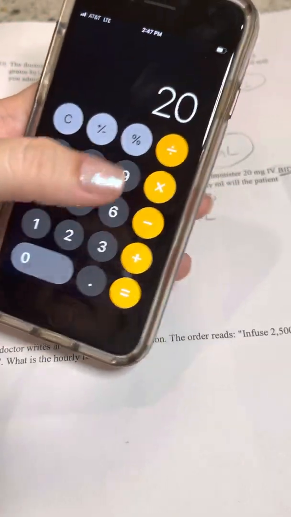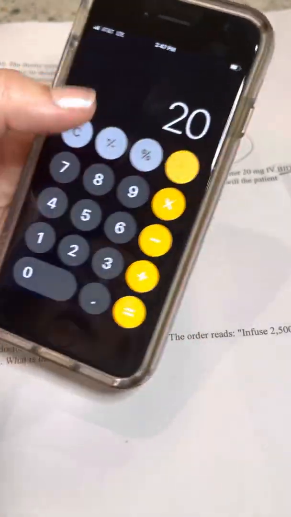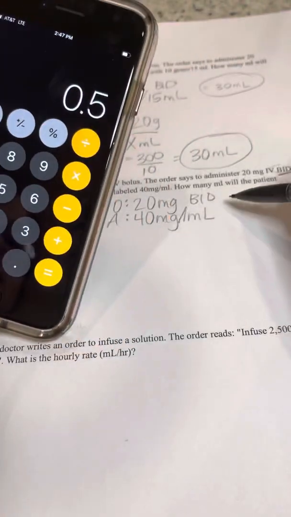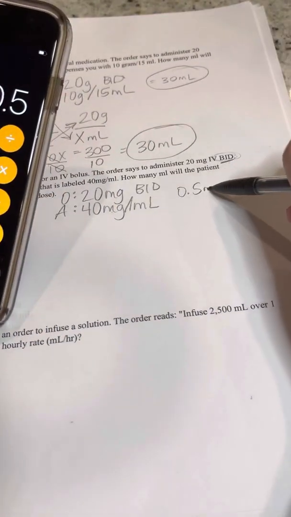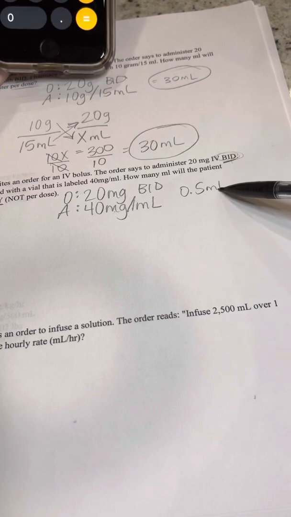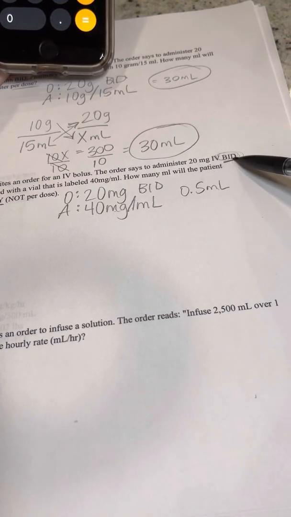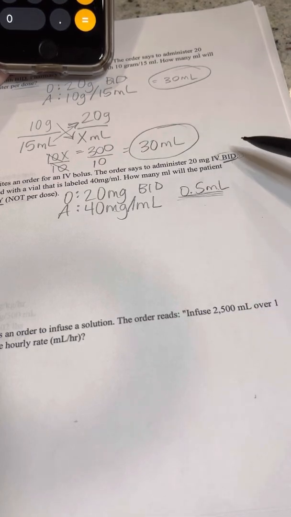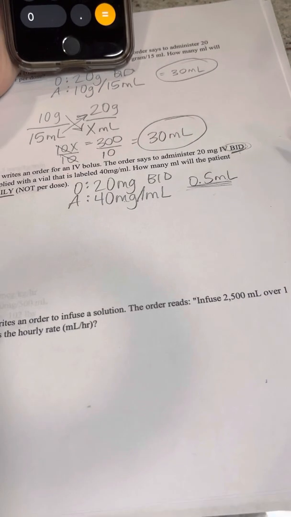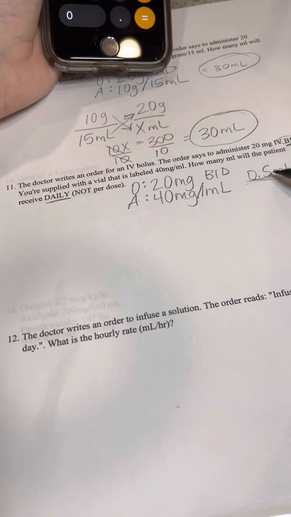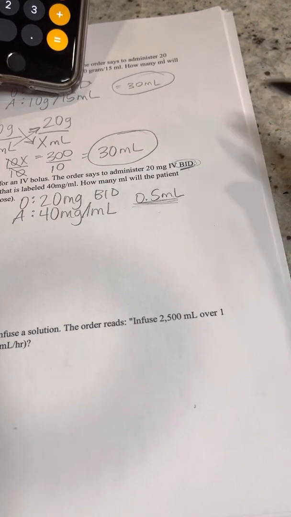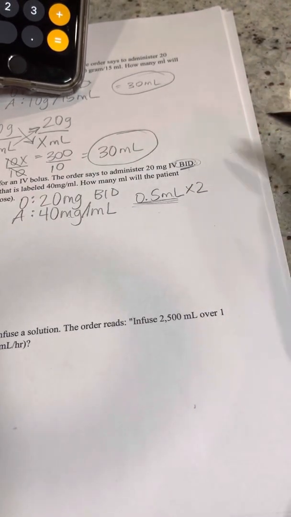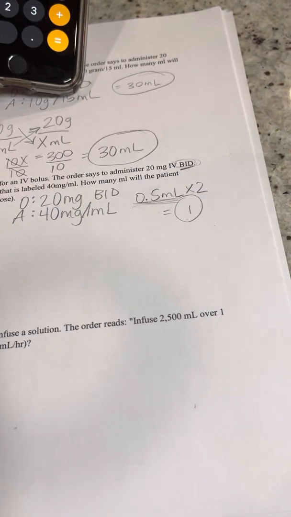All right, so we have 20 times 1 divided by 40. That gives us 0.5 mLs. So 20 milligrams is 0.5 mLs. Now we need to give this twice a day. That's just for a single dose. Our order says BID, which is twice a day. And the question is asking us how many mLs they're going to get in a day, not per dose. So we're going to take 0.5 mLs and multiply it times 2 because they're taking it twice a day. So our answer is 1 mL.